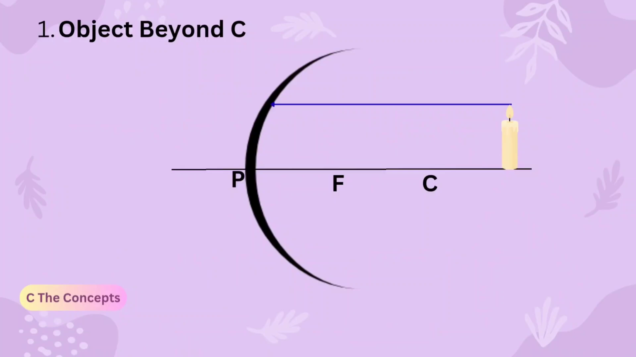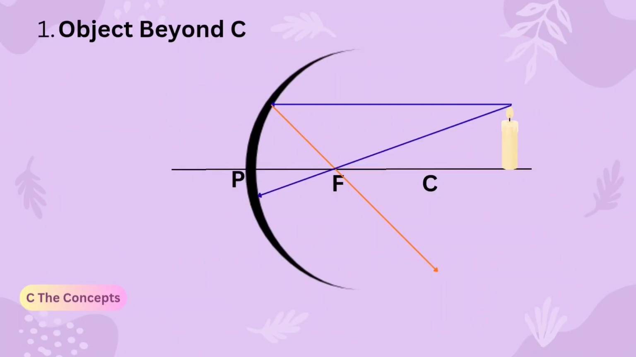Once you place the object, select a ray parallel to the principal axis. The blue line over here indicates the incident ray. We know that the light ray which passes in parallel to the principal axis passes through focus after reflection. You can see here the orange ray indicating the reflected ray.